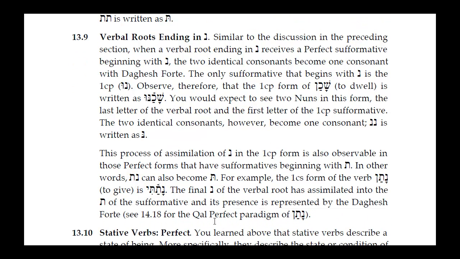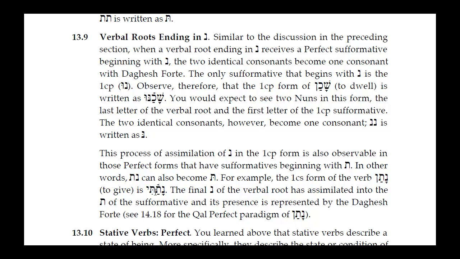Now, this process of assimilation of noon into the first common plural is also observable in those perfect forms that have sufformative endings with the tav. In other words, noon and tav can also become a tav with a dagesh forte. For example, the first common singular form of the verb natan, to give: you have a noon from natan, and you add the tav, the hireq yod, and the noon that's part of the root assimilates into the tav, and it becomes a dagesh forte.